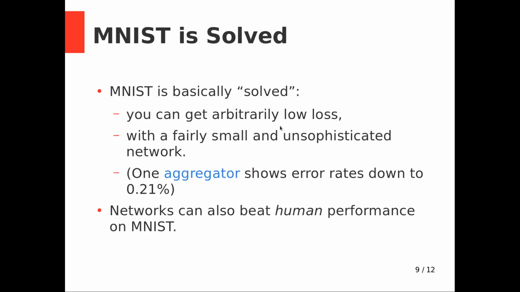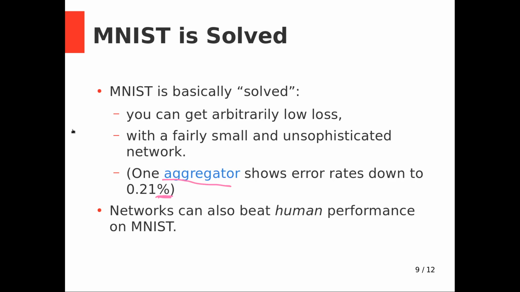All right. So because of this, MNIST is basically solved, all right? You can get arbitrarily low loss with a fairly small and unsophisticated network, as we just saw. One aggregator that I found, and this is not a scientific survey, I'm not recommending what you're going to get if you click on this, it was just a short, lazy search, shows error rates down to 0.21%, right?